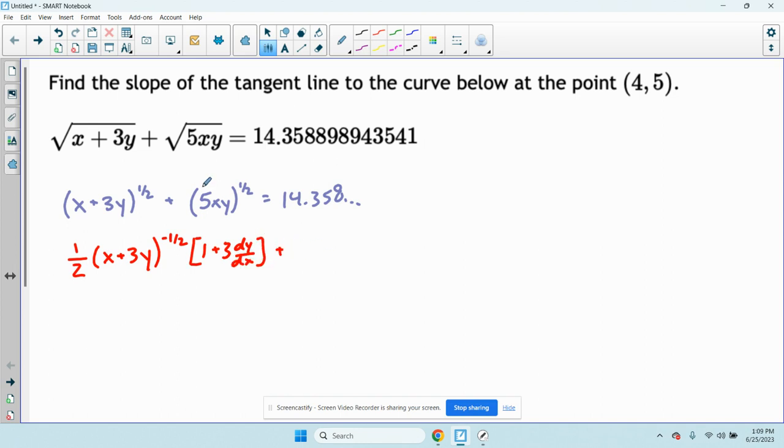Plus, same thing here, differentiate the outside, leave the inside the way it is, (5xy) to the negative 1/2. Multiply by the derivative of the inside. This is going to be product rule. So it's first, x, times the derivative of the second, 1 dy/dx, plus the second, y, times the derivative of the first, which is 5, equals derivative of a constant, which is 0.